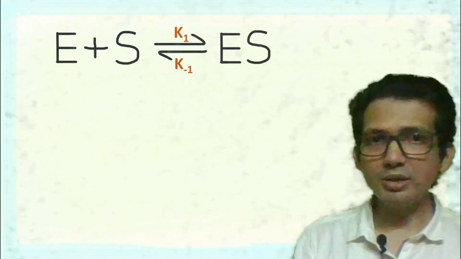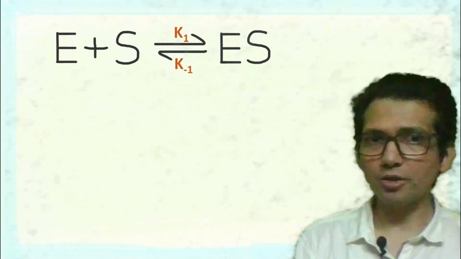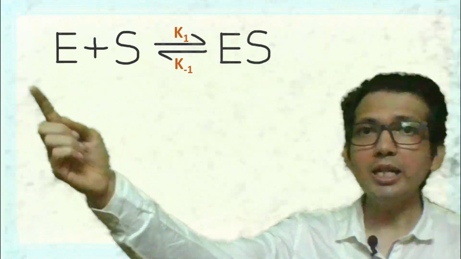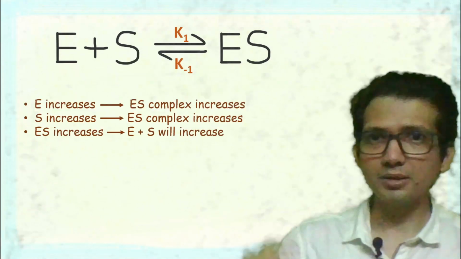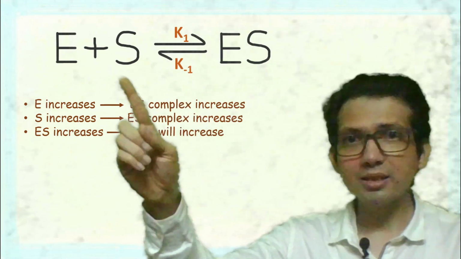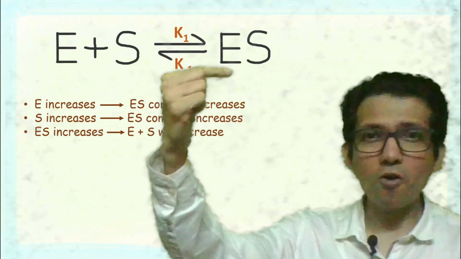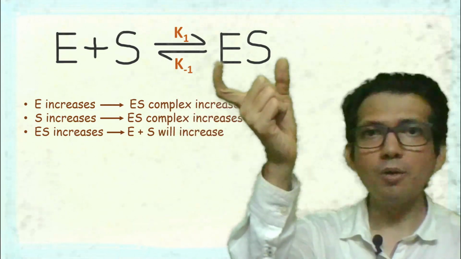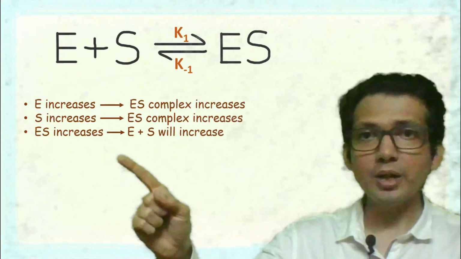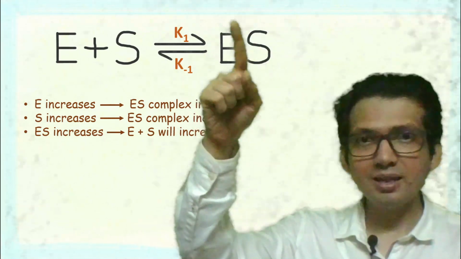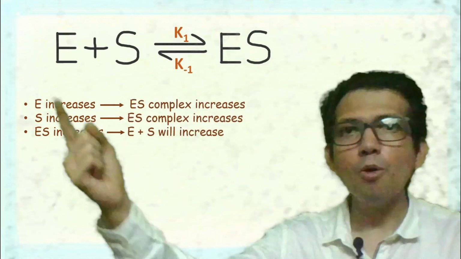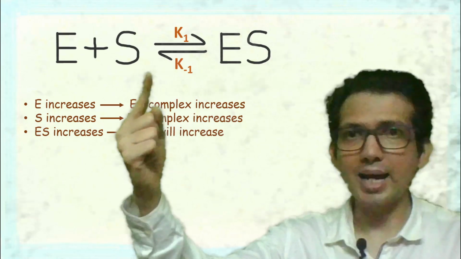So, according to this principle, in the reaction that we see here, if we increase the amount of enzyme, then this will increase the forward reaction. Also, if we increase the amount of substrate, then again it will increase the forward reaction to form more amount of ES. Further, if you increase the amount of ES, then the reaction will proceed in reverse direction to form more amount of free enzyme and substrate.